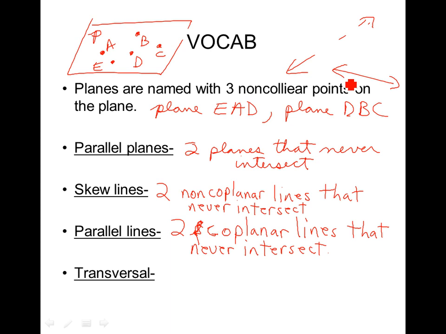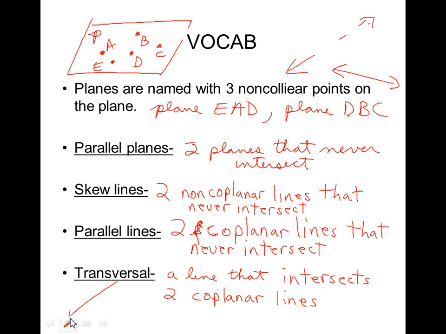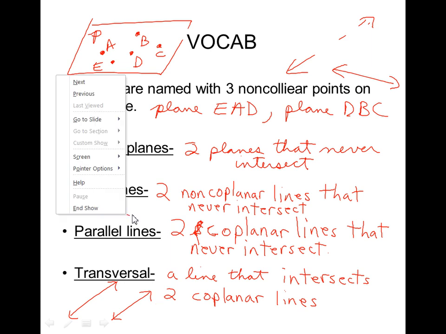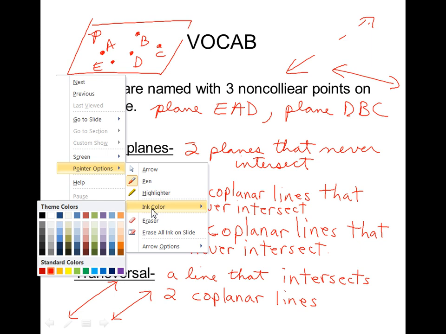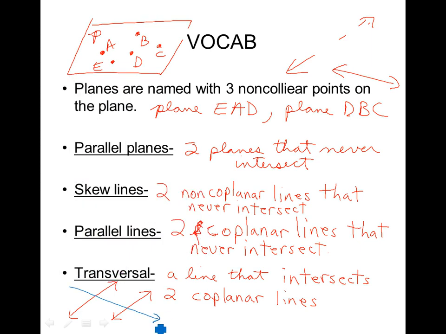A transversal. A transversal is a line that, sorry, start using cursive, intersects two coplanar lines. That's all a transversal is. A line that intersects two coplanar lines. I'm going to draw a little picture over here just to show a transversal, if I can draw it without hitting the stupid buttons at the bottom. The blue line here, that's your transversal. So, a line that intersects two coplanar lines.